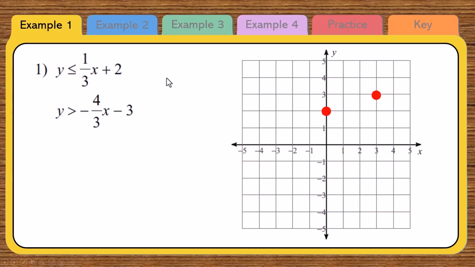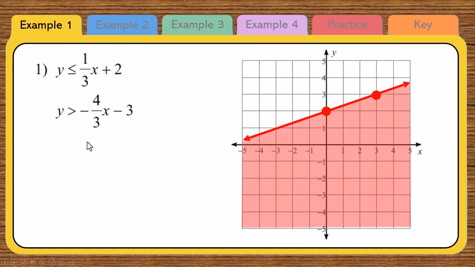Now we're going to draw a line. Is this line going to be solid or dashed? You get that from the symbol. This one's going to be solid because it has the or equal to part of it. Now we need to shade above or below. Well, it says y is less than or equal to that. That means you are below. So we want this part. All right, that one is complete.